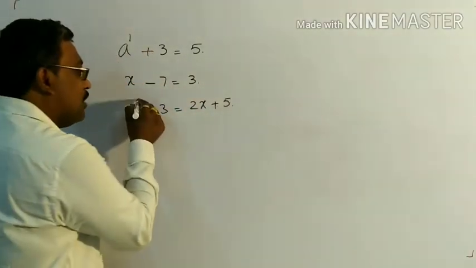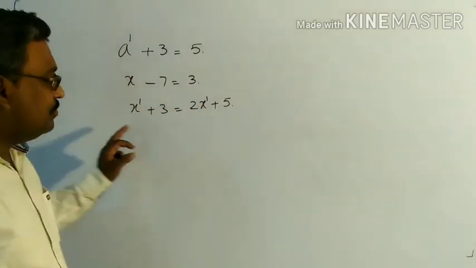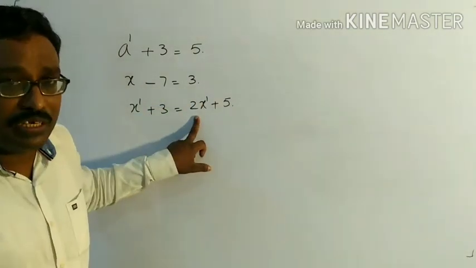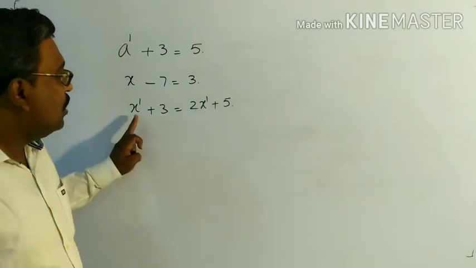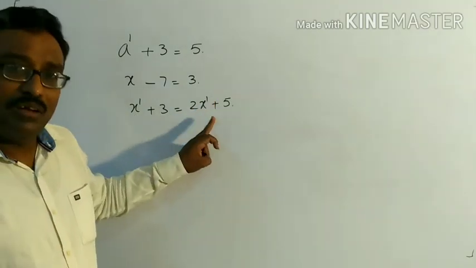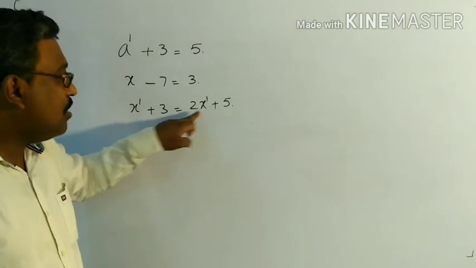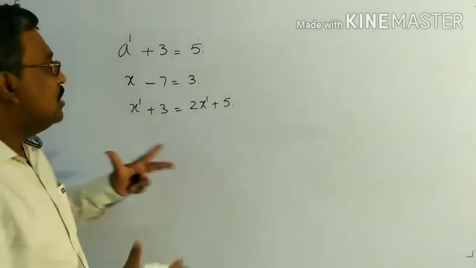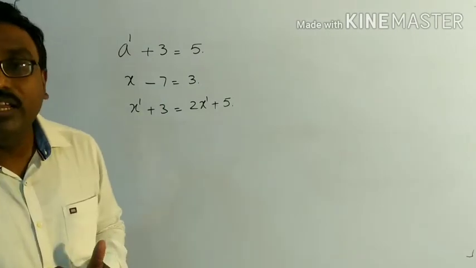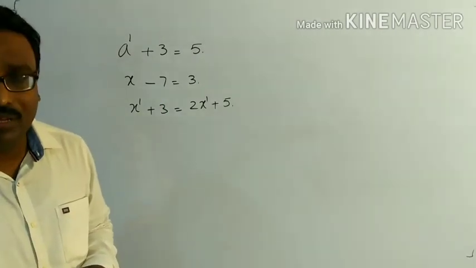Here degree is 1. Here also degree is 1. 2 is the coefficient. Degree is present in the power place. So x power 1, 2x power 1. Linear equation. How many variables are present? Only one variable is present. So these are all examples for linear equation in one variable.